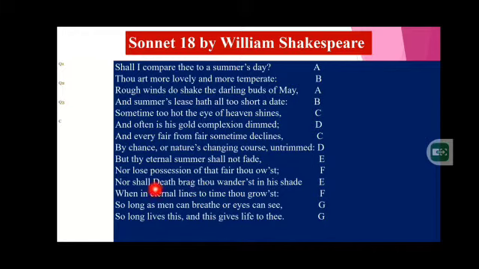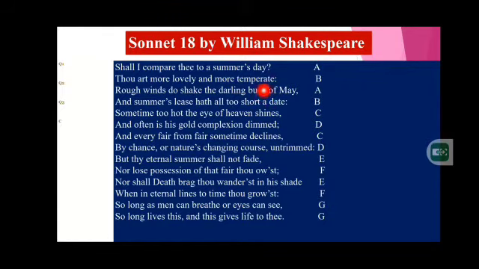Now we have the last couplet, right, whose lines rhyme with each other. So long as men can breathe or eyes can see, so long lives this, and this gives life to thee. So we can see that the last couplet, 2 lines, rhyme with each other, see and thee. That's why I put here G and G. So this is the structure of the Shakespearean sonnet.